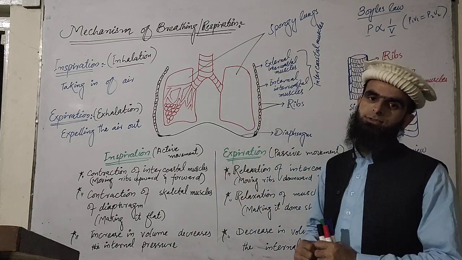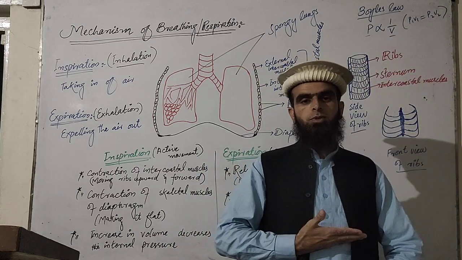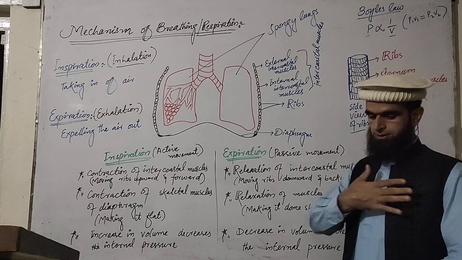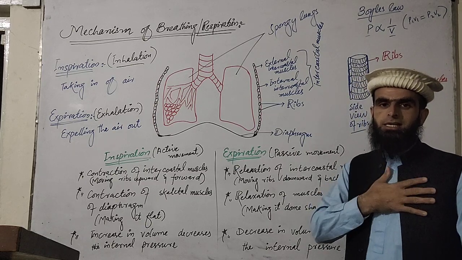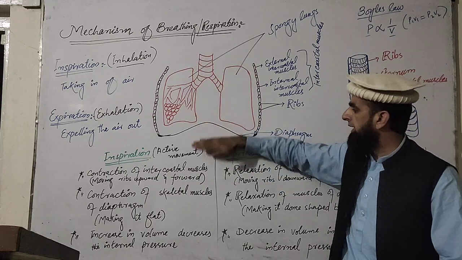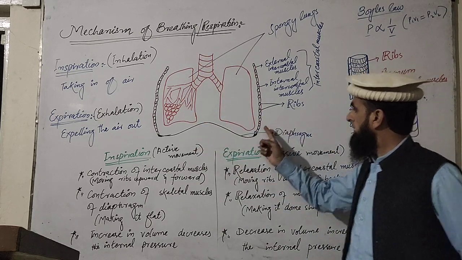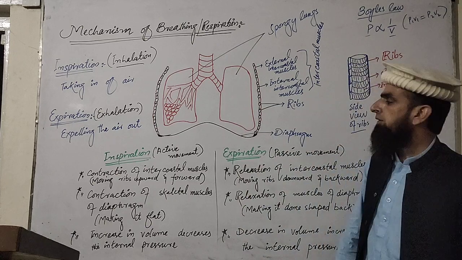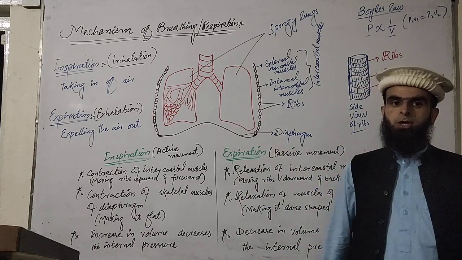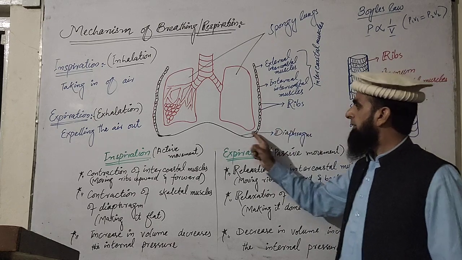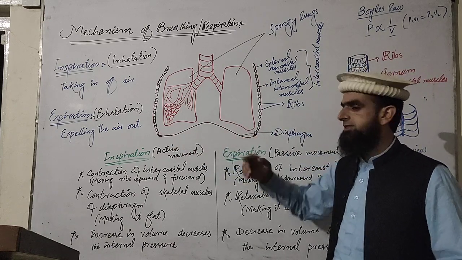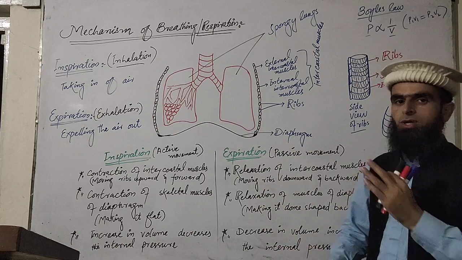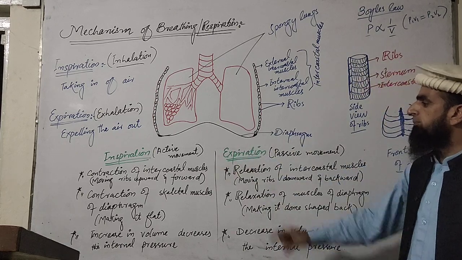There are two main parts of this cavity. There is a special kind of sheath which separates this cavity into two parts. The upper one, which is in the chest region, is called the thoracic cavity, and below it is the abdominal cavity. So this is that sheath made of skeletal muscles which separates both of these cavities from each other, and this sheath is called the diaphragm. One thing should be kept in mind: the normal position, the normal shape of the diaphragm is like a dome. It is dome shaped usually in normal conditions. During inspiration, what happens will be discussed in the incoming procedure.